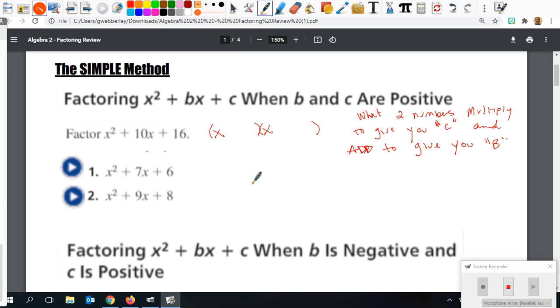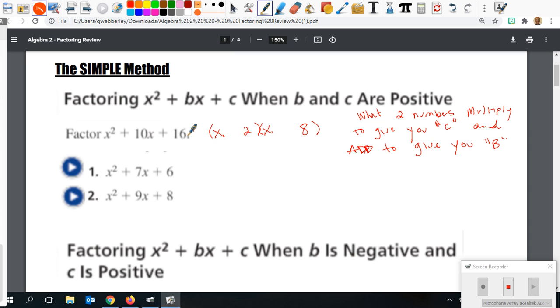So we just start thinking about what two numbers multiply to give us 16. We can try 1 and 16. Would that work? Does 1 plus 16 give us 10? No, that doesn't work. So let's try the next one. 2 times 8 would give us 16. Does 2 plus 8 give us 10? Yeah, it does. So 2 and 8.